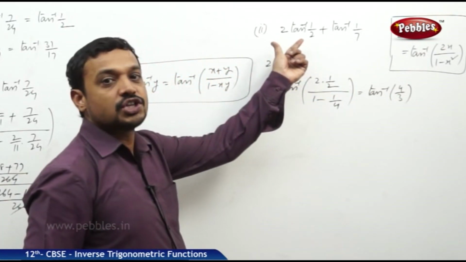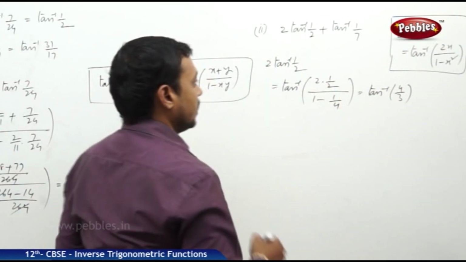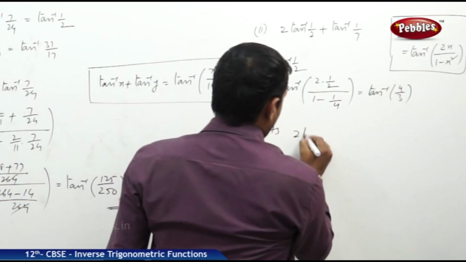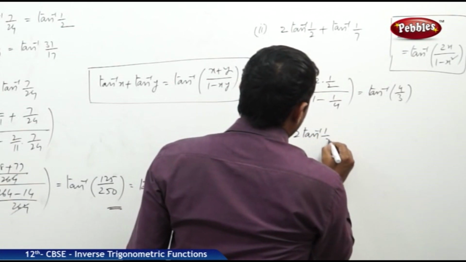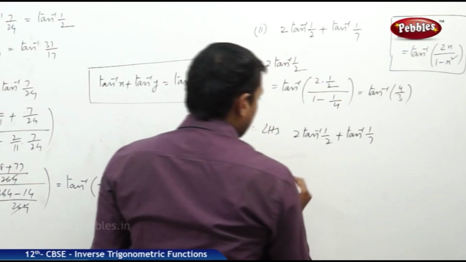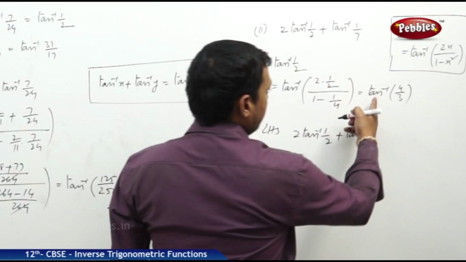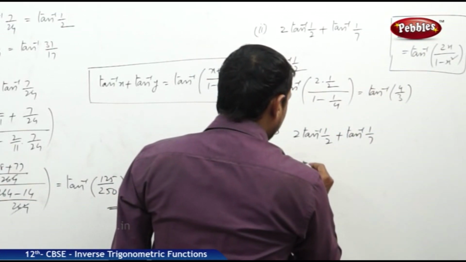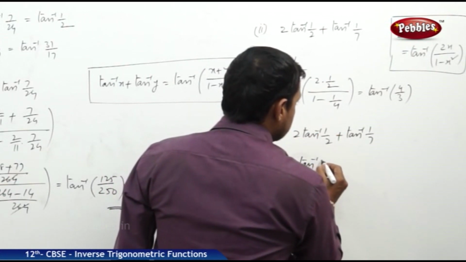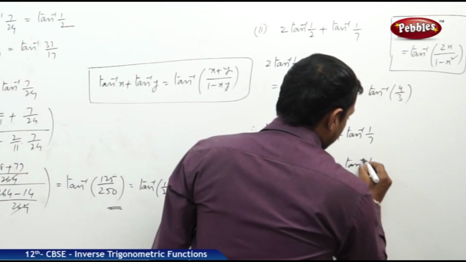Hence the simplification of 2 tan inverse 1 by 2 is equal to tan inverse of 4 by 3. Now let us take LHS. 2 tan inverse 1 by 2 plus tan inverse 1 by 7 is equal to, so we already proved that 2 tan inverse 1 by 2 is equal to tan inverse 4 by 3. Therefore, we can replace this quantity by tan inverse 4 by 3 plus tan inverse 1 by 7.